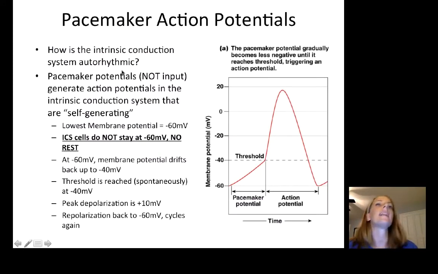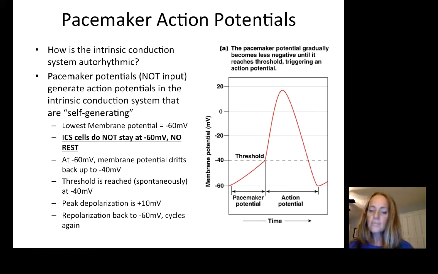So let's look then inside the cells of the intrinsic conduction system and inside the cells of the cardiac muscle and see what is actually happening to set these action potentials. So how is the intrinsic conduction system autorhythmic? In other words, how does it set the heartbeat? So when we say that the SA node has a pacemaker, that it causes action potentials, how does it actually do that spontaneously without the nervous system?